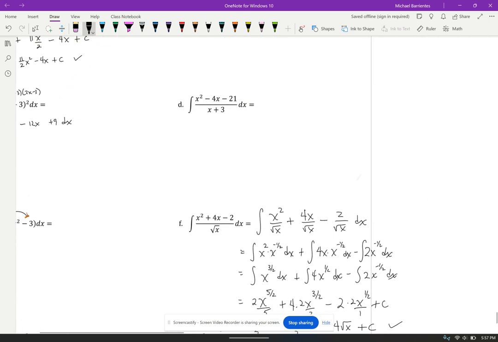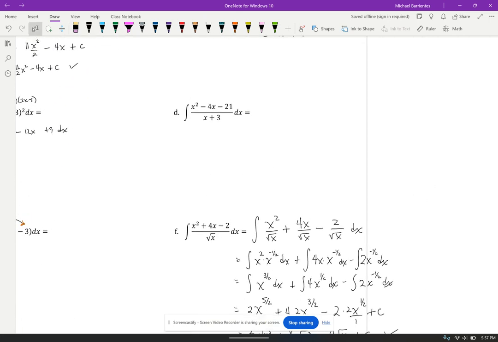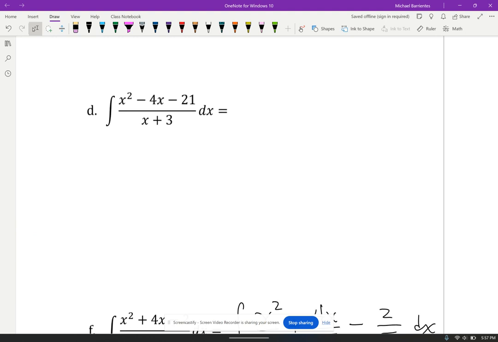When I come back to letter D, this is a little bit harder because I don't have one term. So I can't, and I'm going to say this again, when I have more than one term in my divisor, this is the divisor, I cannot separate them into pieces. So what I have to do is actually divide this out. And so the question is, what is x squared minus 4x minus 21 divided by x plus 3? So I'm going to take x plus 3, and I'm going to actually do long division for this problem.